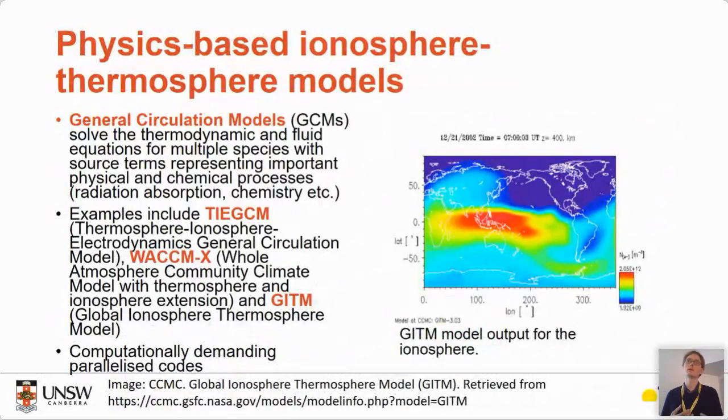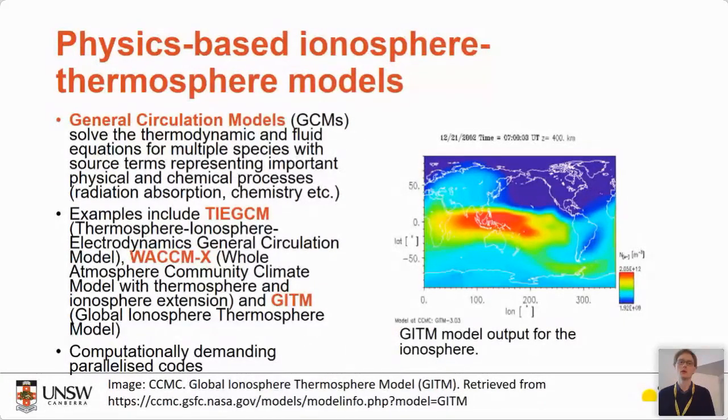In addition to the empirical models that I've talked about, it's also possible to describe the ionosphere thermosphere system using physics-based models. In particular, general circulation models solve coupled thermodynamic and fluid equations for multiple species, with couplings and source terms representing the various physical and chemical processes going on in the upper atmosphere, such as radiation absorption, collisions, chemistry, etc.